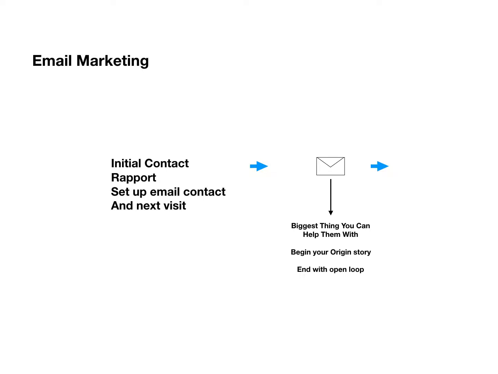You have your initial contact and you build your rapport. You set your email contact up saying, I'm going to send you an email. I'll be in touch. Keep an eye out for it. It's coming from this email, so they know it when they see it. And you set up your next visit. All the stuff you usually do, you're doing right now.